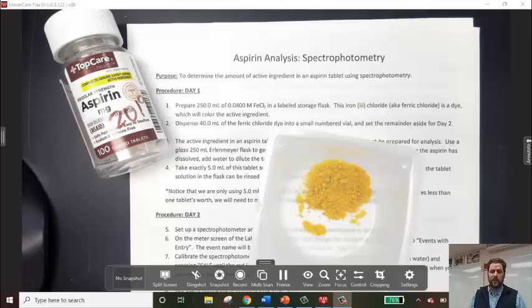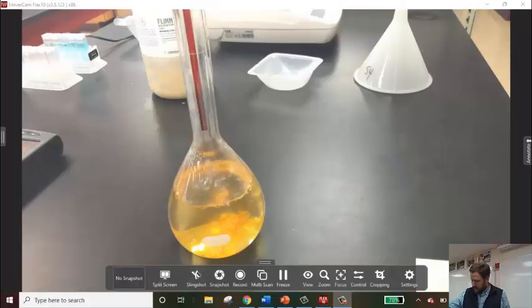This is a good time to quickly review how we should prepare a solution from a solid. So that narrow neck of the flask is what allows you to measure that final volume precisely.